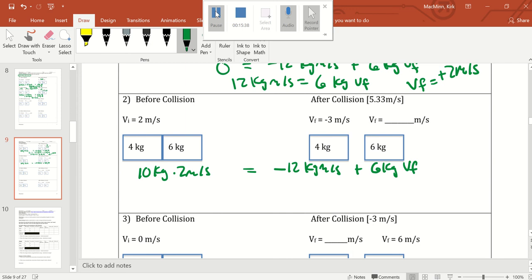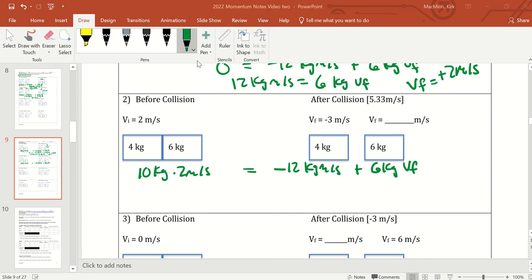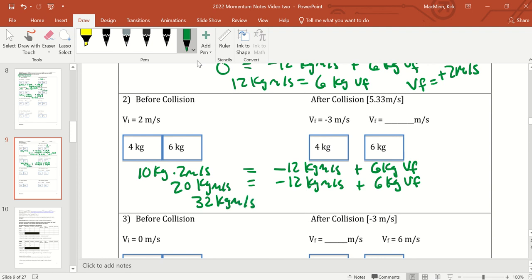So our total initial momentum, 10 times 2, is going to be 20 kilogram meters per second equals negative 12 kilogram meters per second plus 6 kilograms times the unknown final velocity. I have to add 12 kilogram meters per second to both sides for a total of 32 kilogram meters per second equals 6 kilograms times the unknown final velocity. So I have to divide both sides by 6 kilograms.